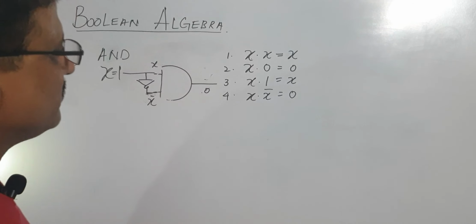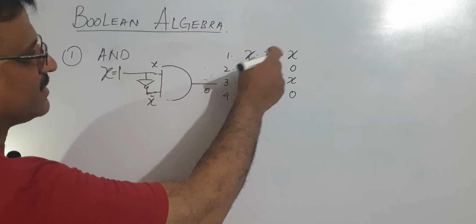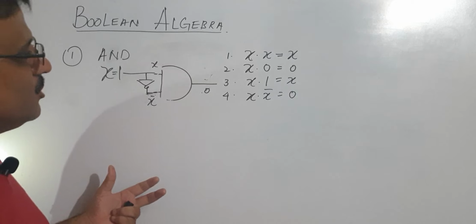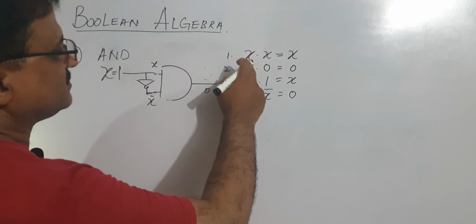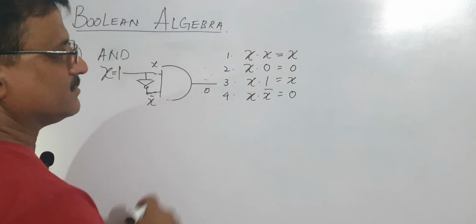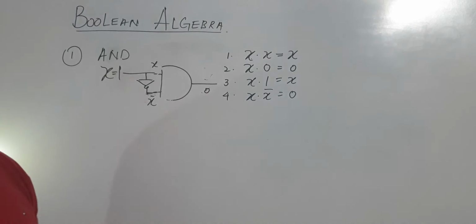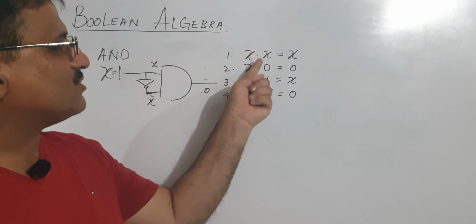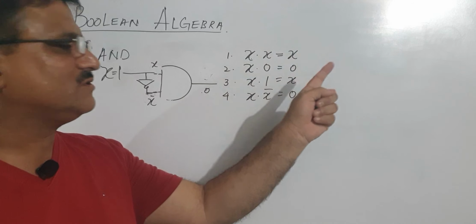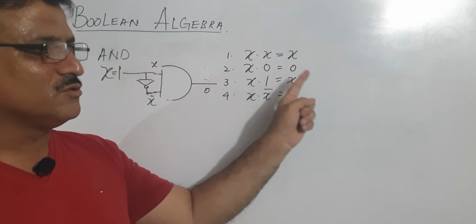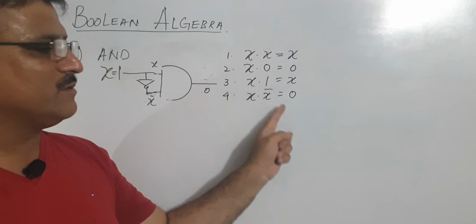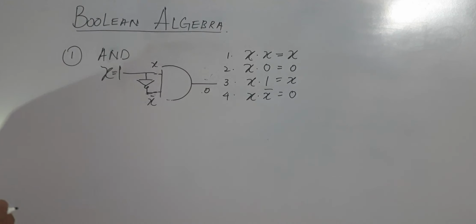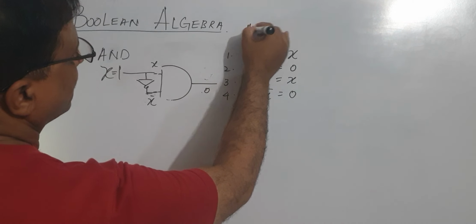Now you have to remember these Boolean identities, meaning x dot x is always equal to x. Because this is Boolean algebra, this is not normal algebra. In normal algebra, x dot x is equal to x square. But in Boolean algebra, x dot x is equal to x, x dot 0 is equal to 0, x dot 1 is equal to x, and x dot x complement is equal to 0. So these are the four Boolean identities we have derived based on the AND operation or AND gate.